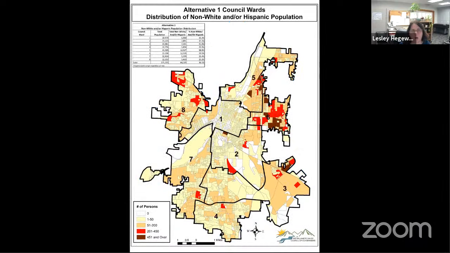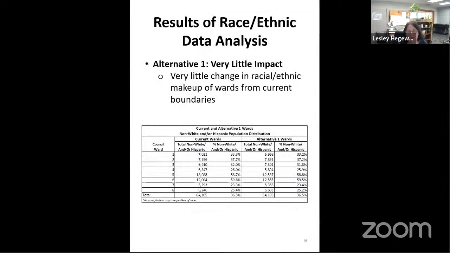So this is alternative 1 with that race breakdown. And since we didn't really change a lot from the current boundaries, there's really not a lot of impact for this alternative. And you can see the results here in this table. So this is the current wards here and the alternative 1. And these percentages are changing very, very slightly. I mean, it's a fraction of a percent. So there's really no impact or very little impact with this alternative.